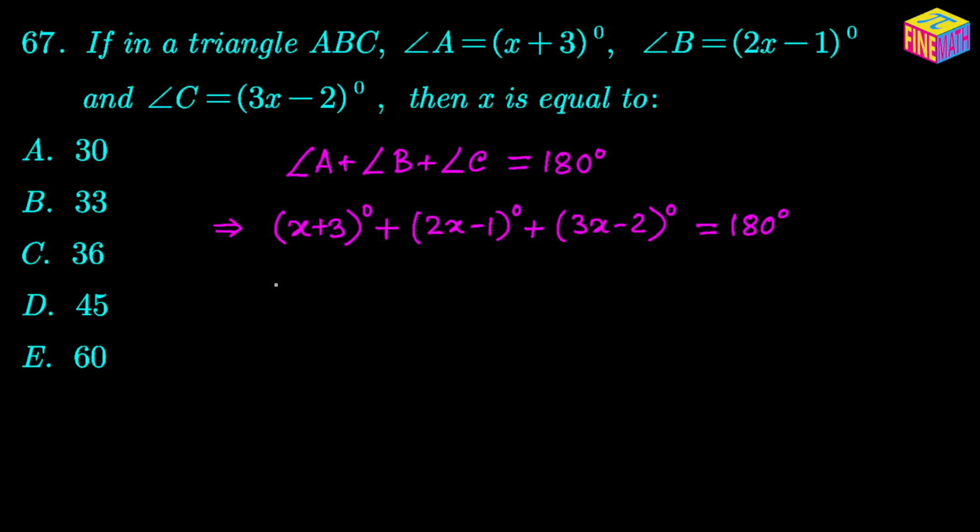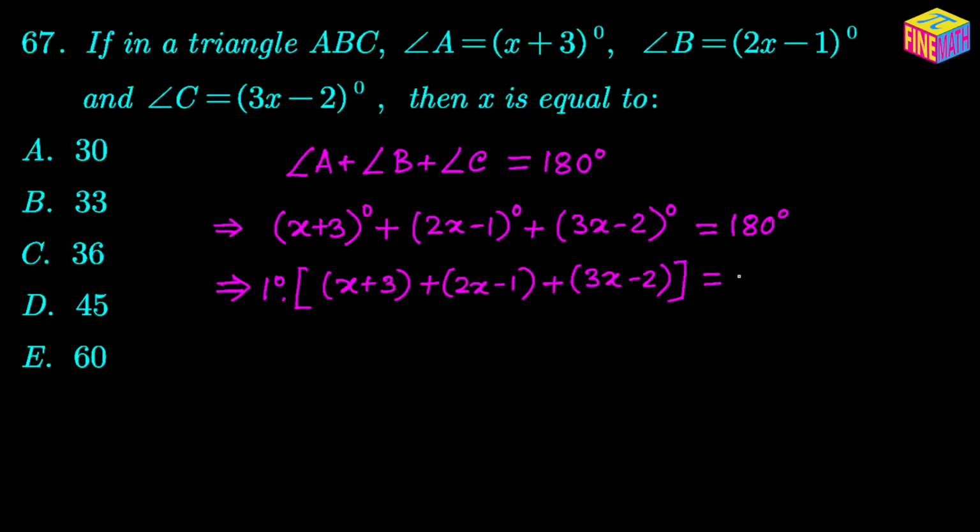Now from each of these numbers on the left hand side, if we take 1 degree common, so let's say this is 1 degree times x plus 3 plus 2 times x minus 1 plus 3 times x minus 2, that is also equal to 1 degree times 180. Think about it. I'm just trying to isolate the degree because the value of x will turn out to be without a unit. It will be just a plain basic number.